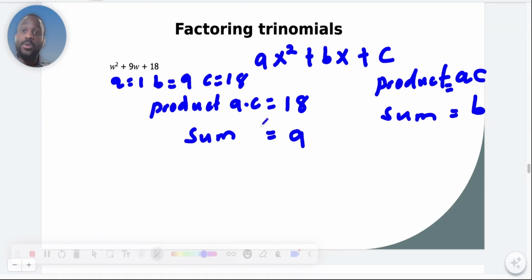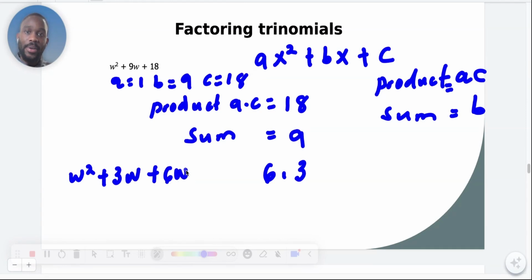Think of two numbers. Their product has to be 18, and their sum has to be 9. And those two numbers are 6 and 3. If you multiply 6 and 3, you get 18. If you add them, you get 9. So we're going to replace this middle term by these two numbers. Remember, we need to break down this trinomial to make it a polynomial with 4 terms. So I can rewrite this trinomial as w squared plus 3w plus 6w plus 18. The middle term, I'm replacing it with these two numbers in the unknown w.